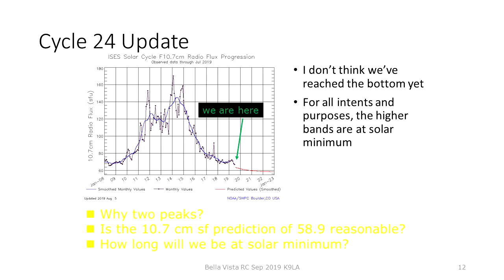Okay, two questions. Why were there two peaks in cycle 24? Notice the red line to the right. That's the prediction for what the solar flux is going to do as we move into 2020 and beyond. And is the prediction, which is 59.8 if you expand the scale, a reasonable prediction? And how long are we going to be at solar minimum? That's probably the most interesting question.